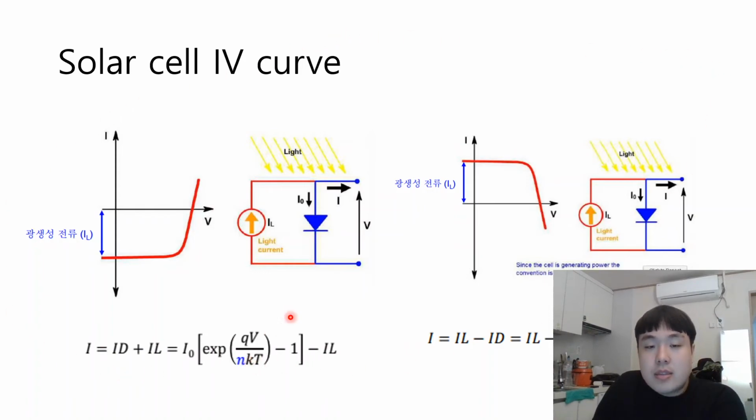And this is about the positive voltage when we apply that to this circuit. And this case is about when we apply the negative voltage to the solar cell circuit. And this is the ultimate formula of the whole current of the solar cell circuit.